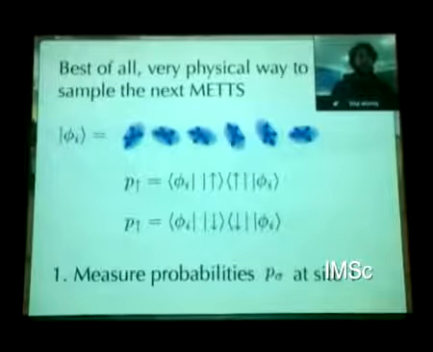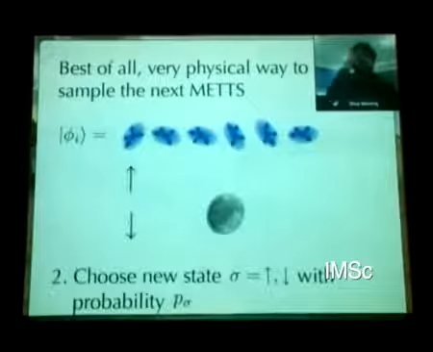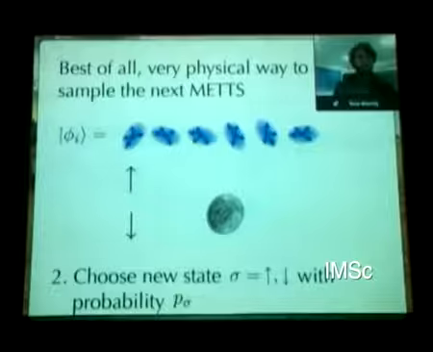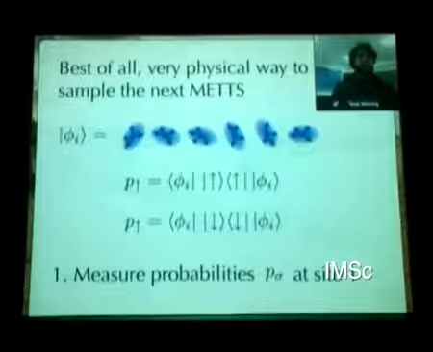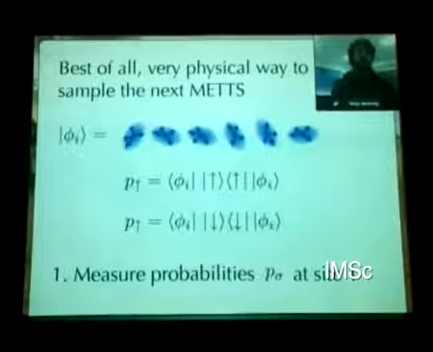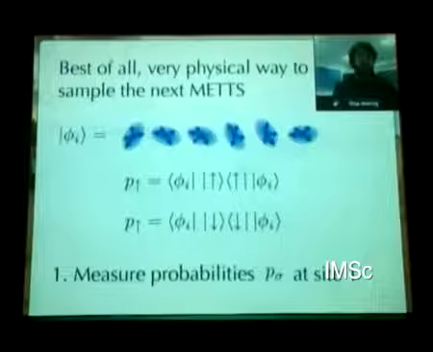The way the algorithm works is inductively. You just go one site at a time, and it's easy to start on the first site because you have an edge. Sorry, could you please go back one slide? So this slide is just showing that you measure the probability. Here I'm considering the case of spin one half, just for simplicity, but it generalizes to any type of degree of freedom. So you measure these projectors.